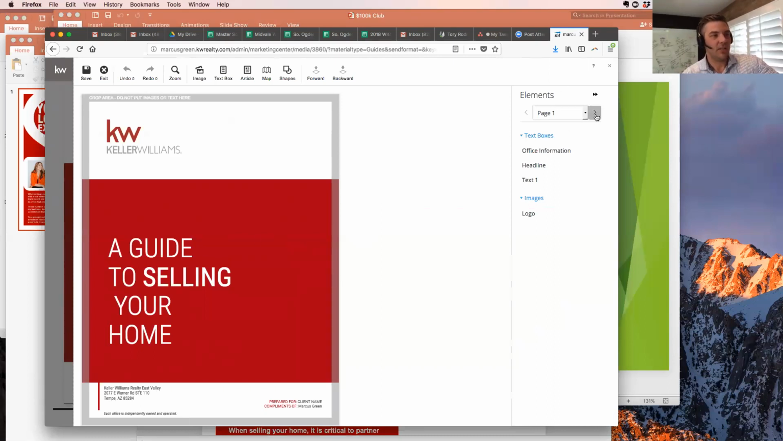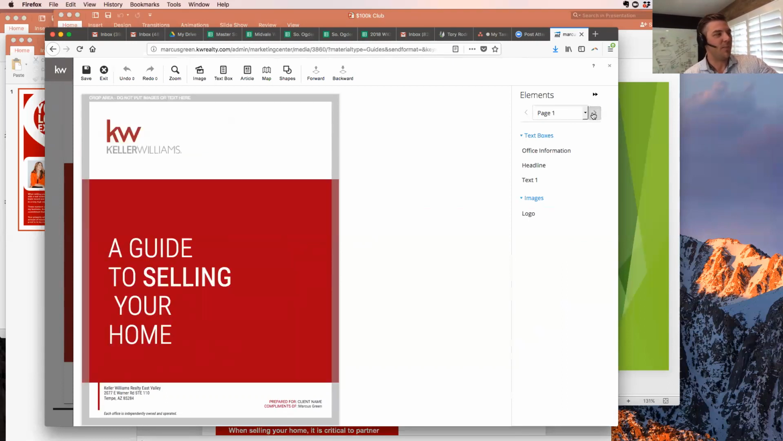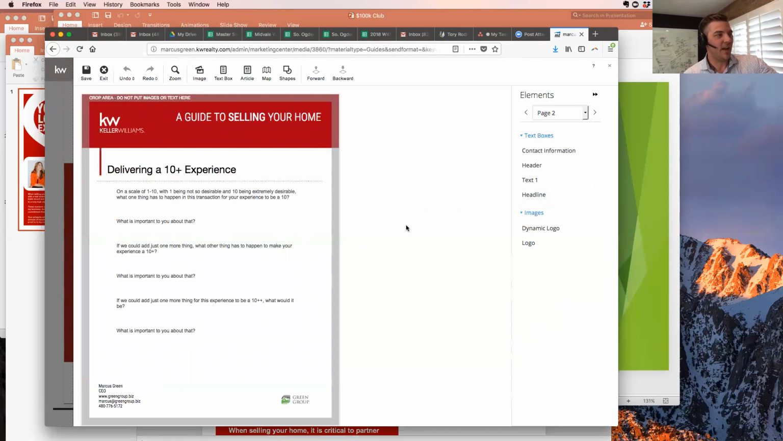So you can see here, as you go through this, I like the way it's outlined because particularly for a newer agent that doesn't have several hundred listing presentations under their belt, this walks you through how to do the listing presentation. So page one is the cover page. Page two dives you into helping you with the needs analysis.